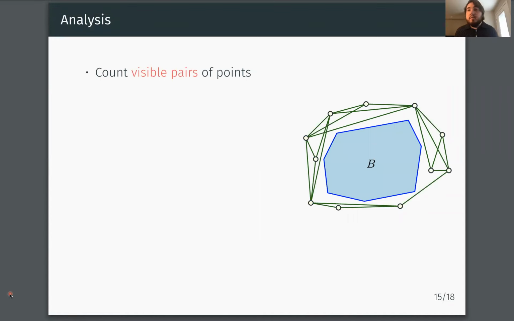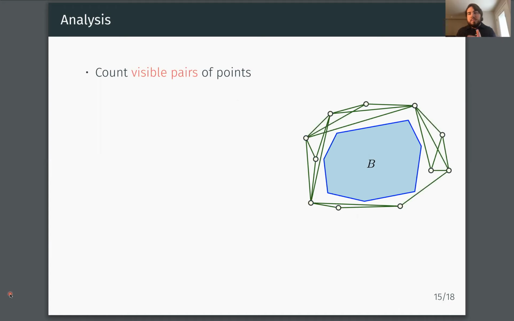Okay, so how does the analysis of the algorithm work? The idea is to count visible pairs of points. What I mean by this is at any point in time, we have our inner approximation B, and we have a set of points lying outside the inner approximation. We say that two points are mutually visible if the segment connecting them does not intersect B.